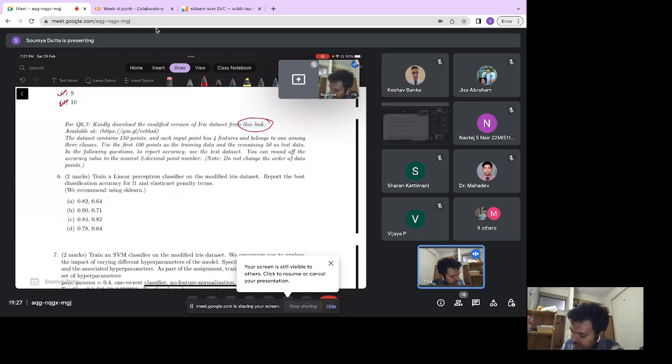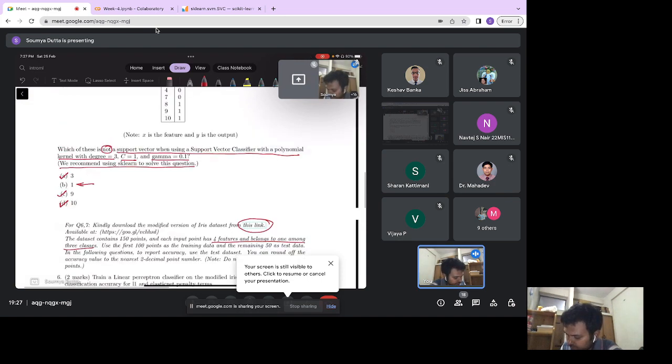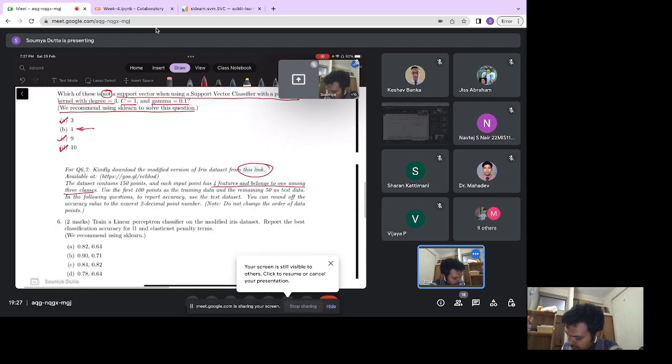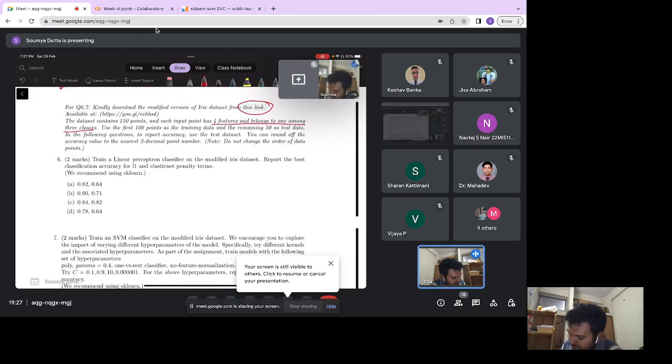For the next two questions, they have asked us to download some dataset. This dataset is the iris dataset, and the dataset contains 150 points, and each input point has 4 features and belongs to one among 3 classes. So here there are 3 classes. The last one had only 2 classes, 0 and 1. But here there are 3 classes. Use the first 100 points as the training data and the remaining 50 as test data. In the following questions, to report accuracy, use the test dataset. You can round off the accuracy.